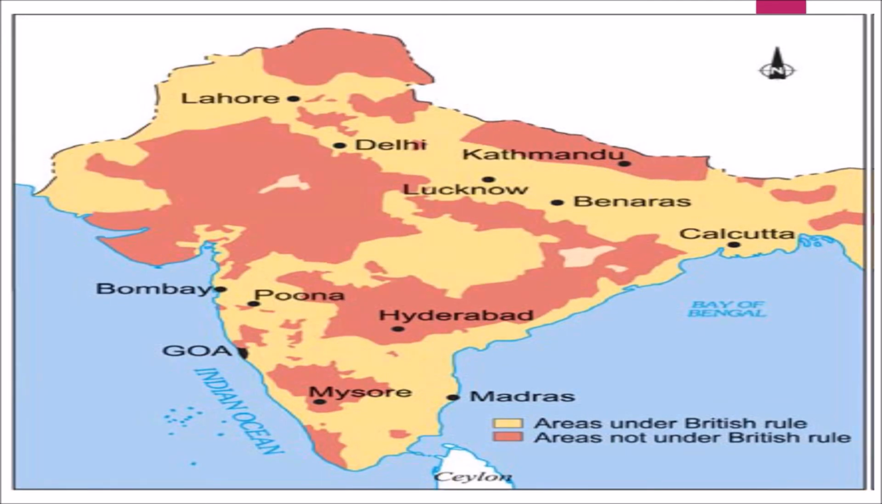Now look at this map. Here also we can see the expansion of British territorial power in India. Here also yellow color represents areas under British rule and red color represents areas not under British rule. Areas under British rule like Lahore, Delhi, Lucknow, Benares, Calcutta, Bombay, Madras. Then areas not under British rule like Kathmandu, Hyderabad, Mysore, Pune, Goa.